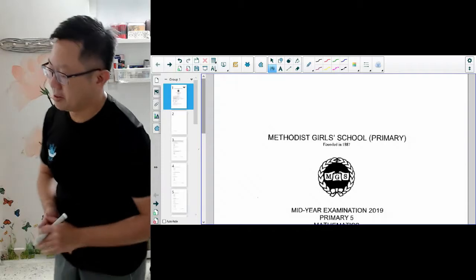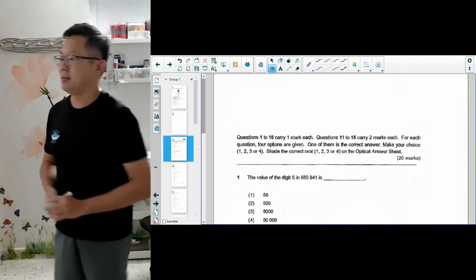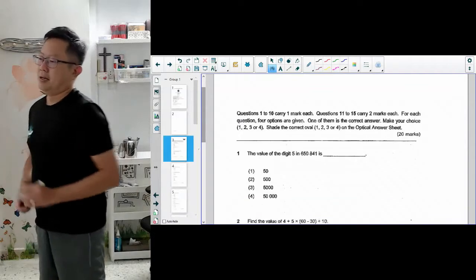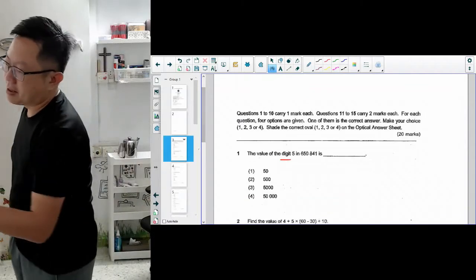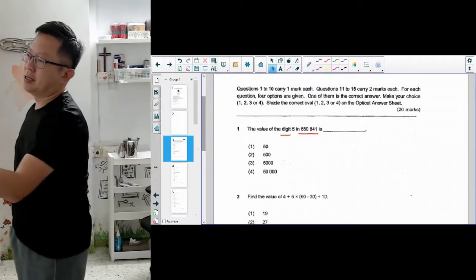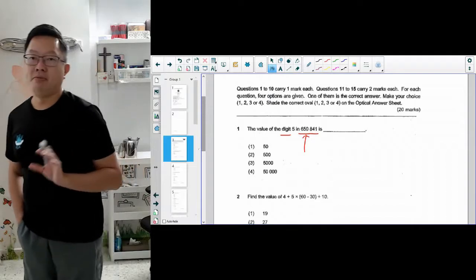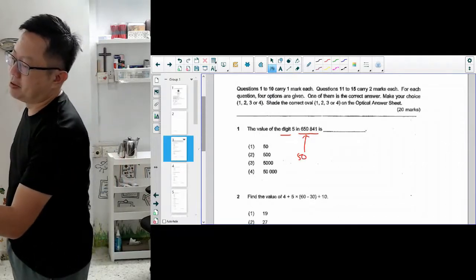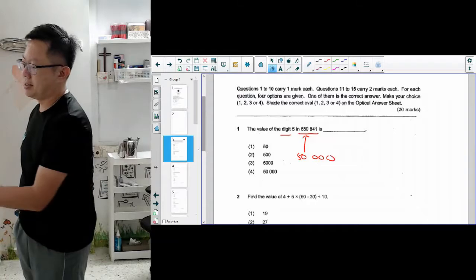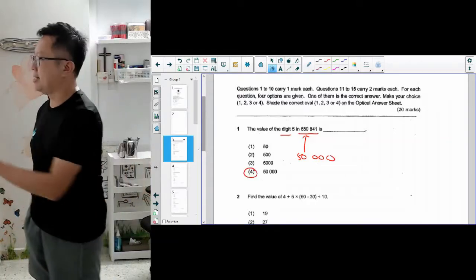Alright, so let's go straight into our lesson proper, and let's go to question 1. Okay, now, the value of the digit 5 in 650,841 is what value? So you look at the digit 5, which is in the 10,000 place. So that will be 5 10,000. So 5 10,000 will be 50,000. So your answer will be number 4. So the first question is always the easiest in the exam.